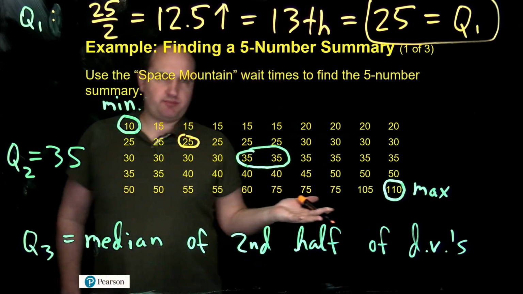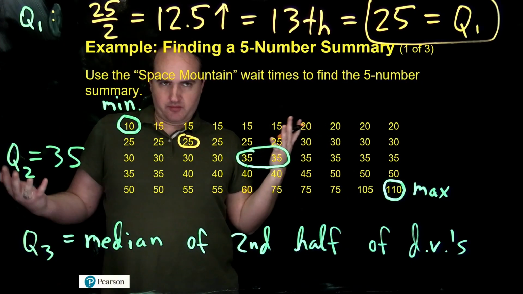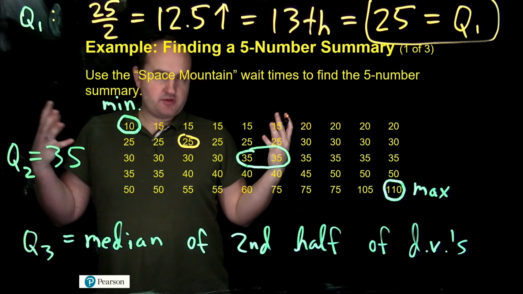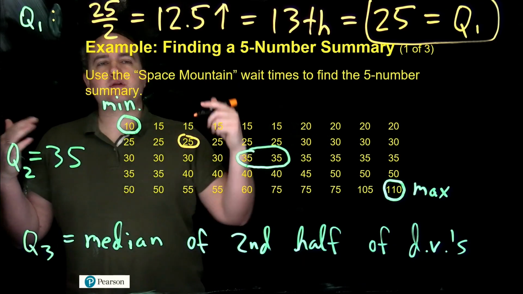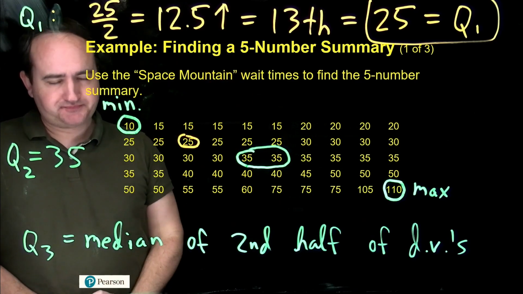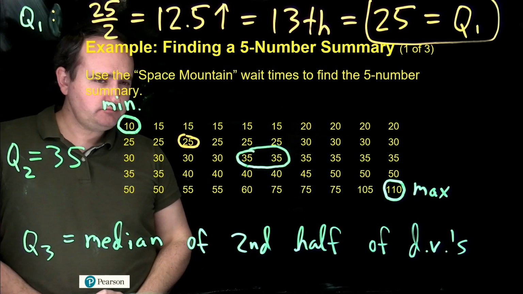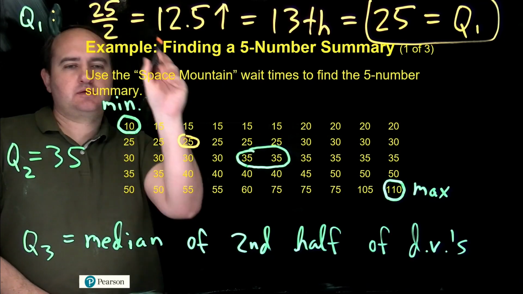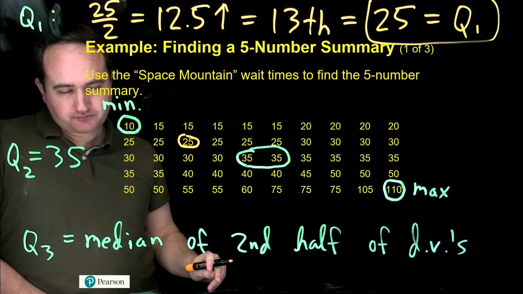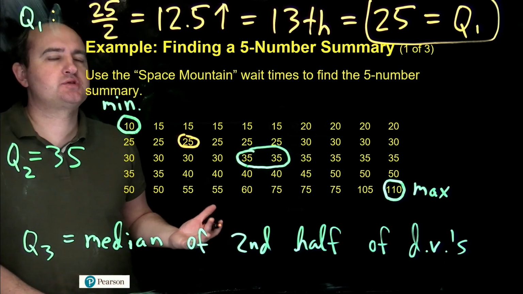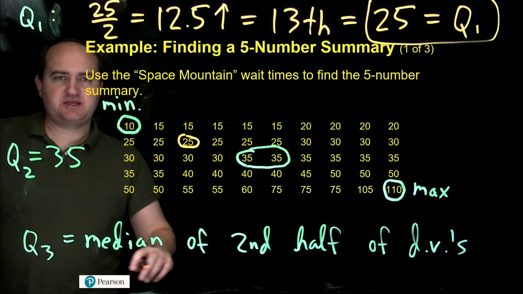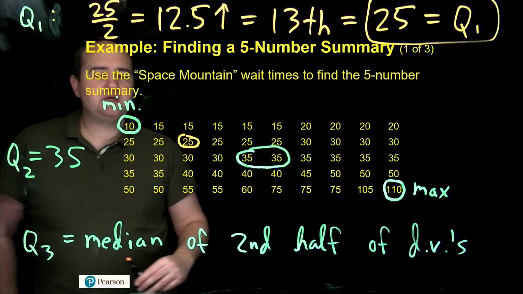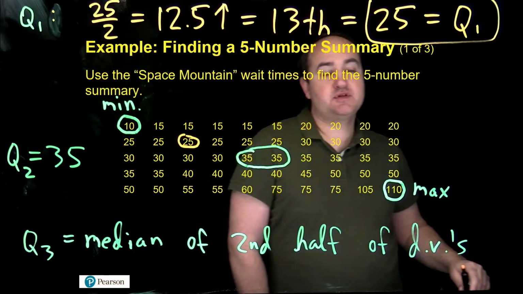That took a while to explain and to write on the board. But even though that took a while, hopefully now that you understand how to calculate it, it shouldn't be too bad. And then we can do the same process for finding Q3. So if you want to use the locator in the flowchart, just find P75. Otherwise, find the median of the second half of the data values.